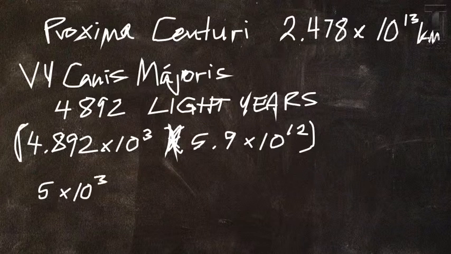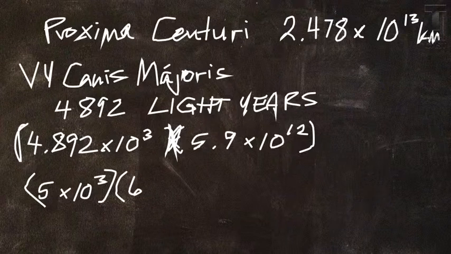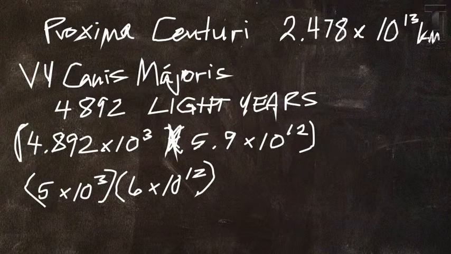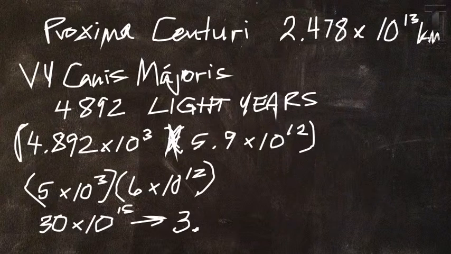5 times 10 to the third times 6 times 10 to the 12th. Remember, when you do product of powers, you multiply the first numbers and then add the exponents. That would be 30 times 10 to the 15th, which I would then have to convert to 3.0 times 10 to the 16th to follow my exponent rules, which would be then a 3 with 16 zeros. I don't even know if that has a name. But let's compare those distances.